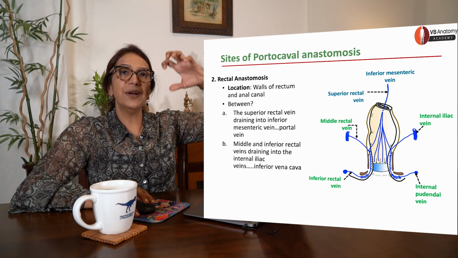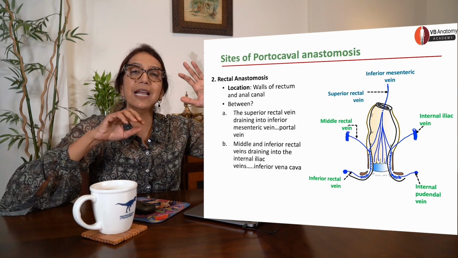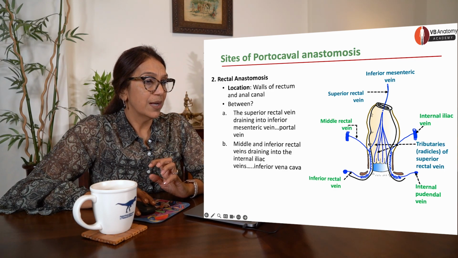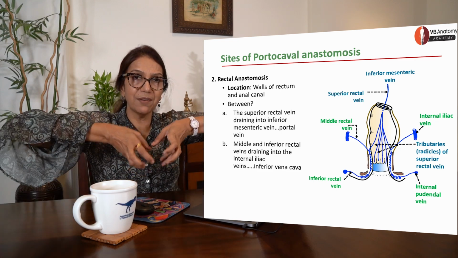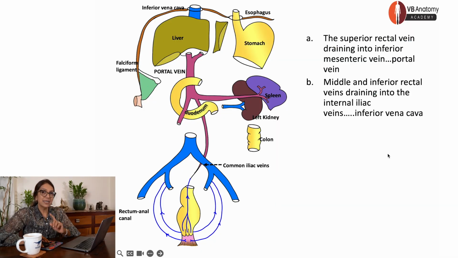So you have blood draining into the portal vein above, and below the pectinate line, you have blood draining into the internal iliac or systemic blood. Okay. So in the wall of the rectum and anal canal above the pectinate line, you have radicals of the superior rectal vein. Okay. Now what happens? Take a look.